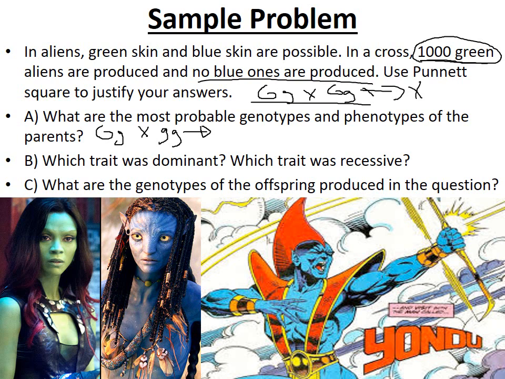If you do this, then you would also be wrong, because you can also get blue kids. If you do your Punnett square, you'll get about 50% that are blue. So this would be wrong.